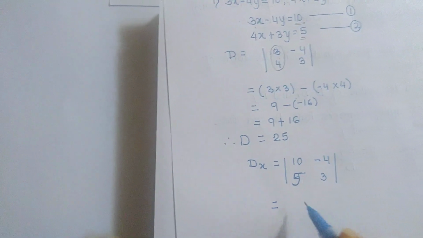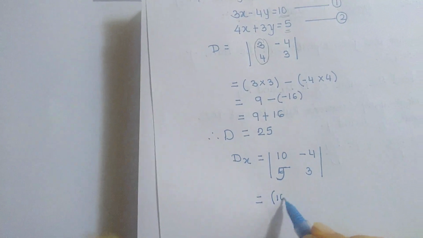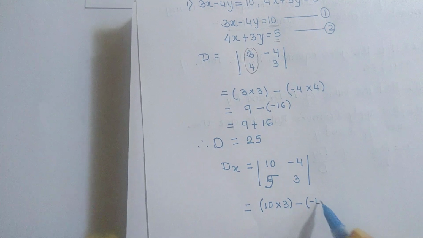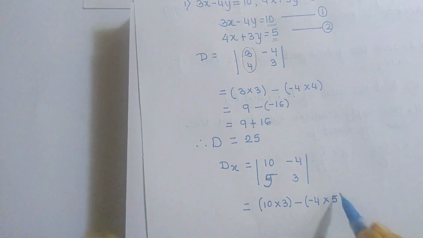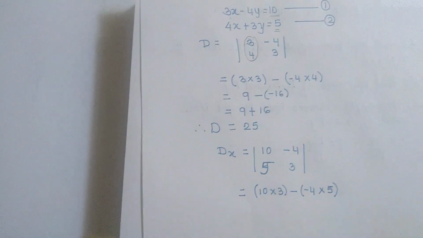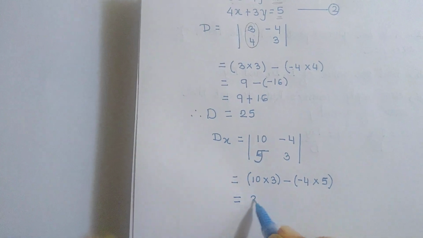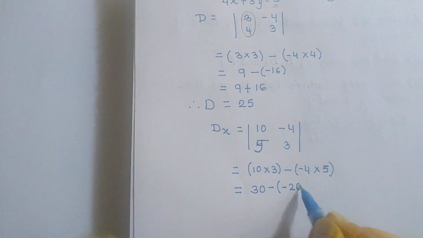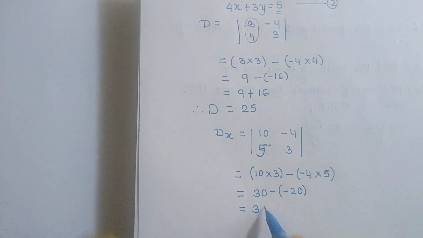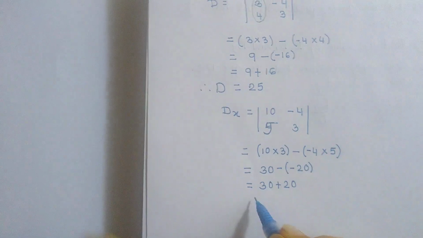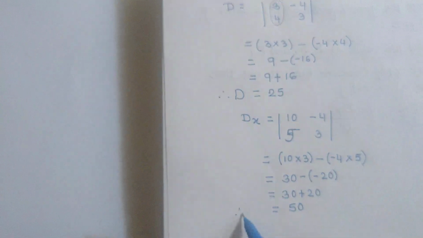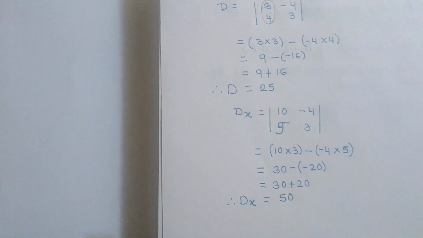So let us proceed solving the determinant. We take cross multiplication. So 10 into 3 minus 4 into 5. This gives us 30 minus, 4 fives are 20, so minus 20. Next line, 30 plus 20, and this gives us 50. Therefore the value of Dx is 50.